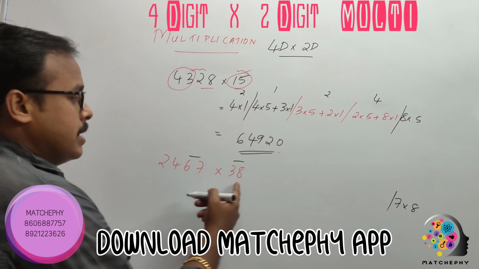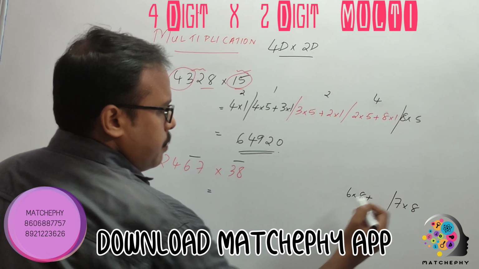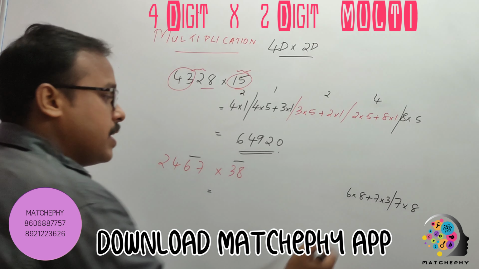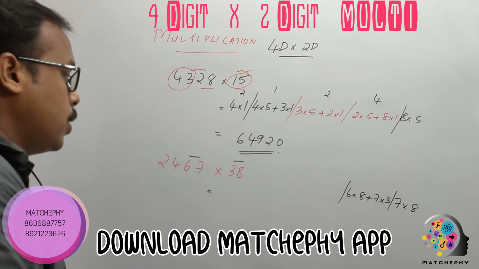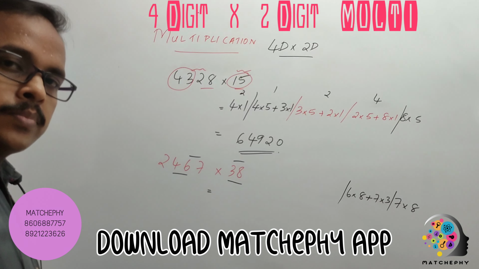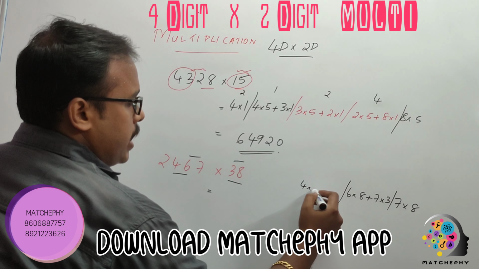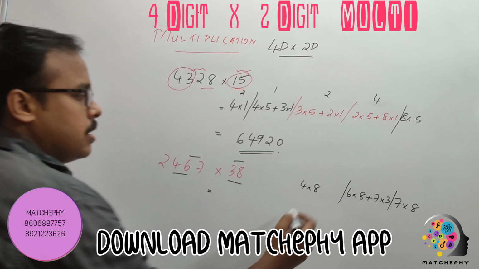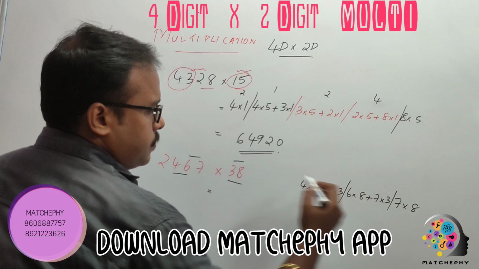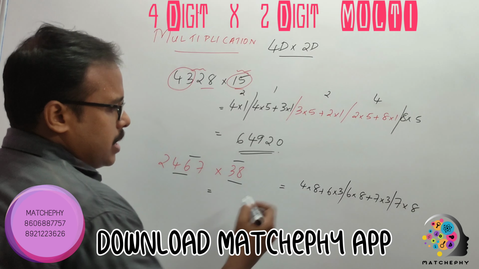How much is that? Please write with me. 6 into 8. What is that? 6 into 8 plus 7 into 3. Right. Fine. Next pair. How to take the next pair? The adjacent pair. What is that? 46 into 38. Right. How much is that? 4 into 8. Right. Plus. What is that? 6 into 3. Okay. And again, coming to the last pair.